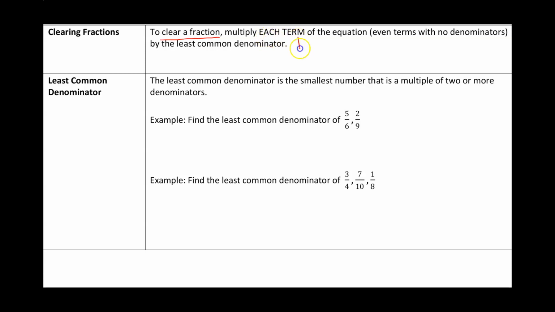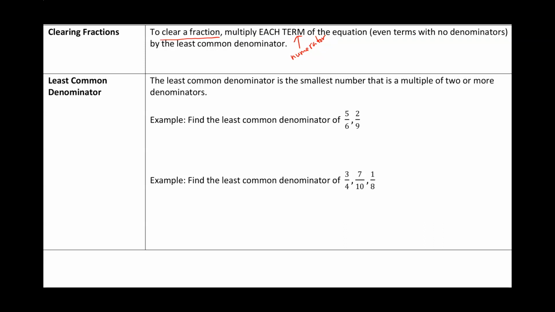We're going to multiply each term, and specifically we're going to multiply each numerator, not just randomly, but we're going to multiply each numerator of each term of the equation by the least common denominator, by the LCD. So then the first question we're going to ask is, how do you find the least common denominator?